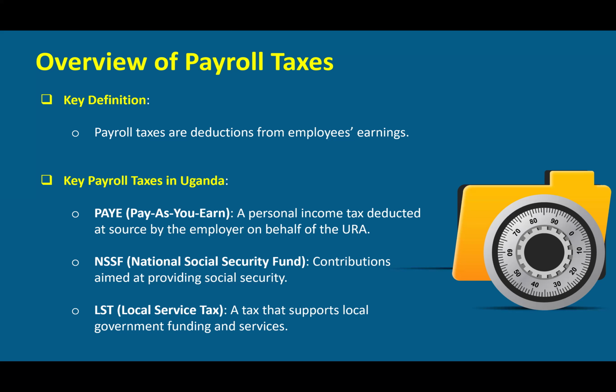So ideally, the taxes we are talking about here include, number one, the payee. Payee is the pay as you earn, which is a personal income tax deducted at source by the employer. That is now your client on behalf of URA. That is number one.